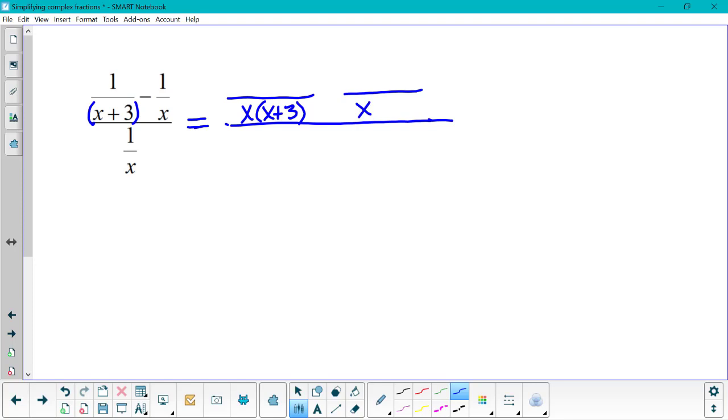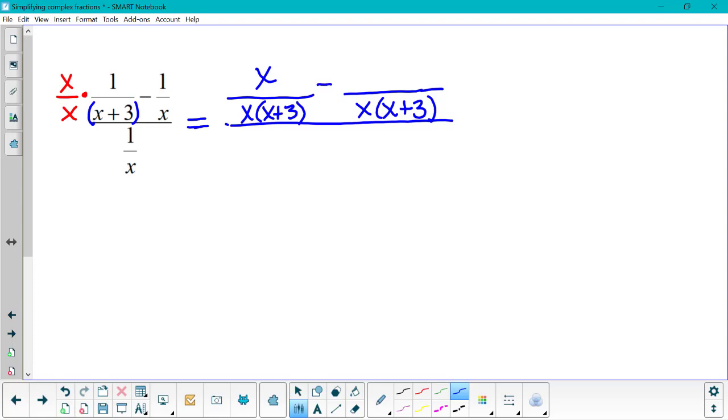Okay, do not distribute because then you don't see what's missing. Okay, so then we do get the common denominator. So this denominator has x plus 3, so I need to multiply it by x to get the common denominator. So I do the same with the top. So I end up with x times 1, or x in the numerator.